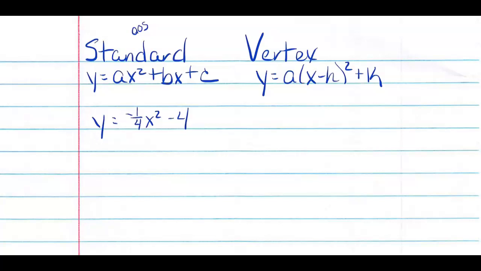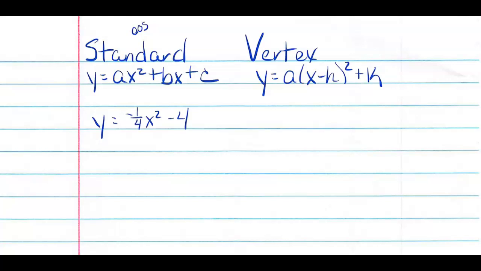So let's look at another one. We have y equals negative 1/4 x squared minus 4. The most important thing we can find in any quadratic is the vertex. We want to know what's the maximum, what's the minimum. So to do that, I need to figure out am I in standard form or am I in vertex form? And I'm in standard form, and I know that because there's no parentheses. See the parentheses around the x and the h? Since there's no parentheses wrapped around that x, then I know that I am in standard form.